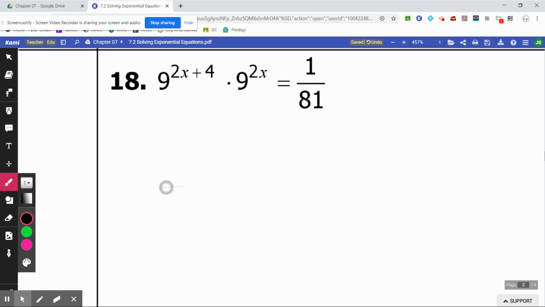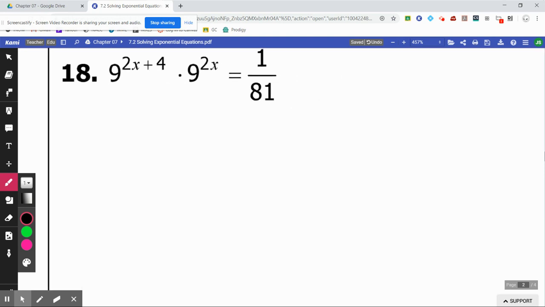Number 18. Rules of exponents again on the left side. We're going to add our exponents. So we're again going to add our exponents. So it's going to be 9 to the 2x plus 4 plus 2x would be 4x plus 4 equals, this 81 on bottom is 9 to the second power. Bring it to the top and it becomes a 9 to the negative 2 power.